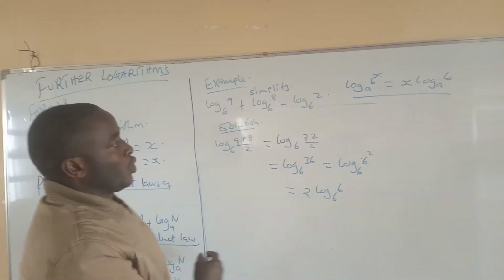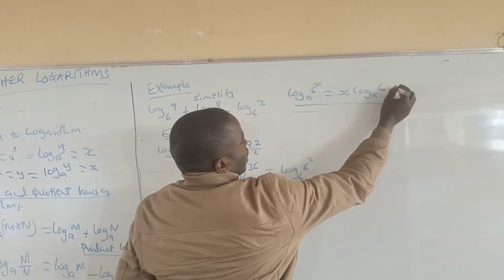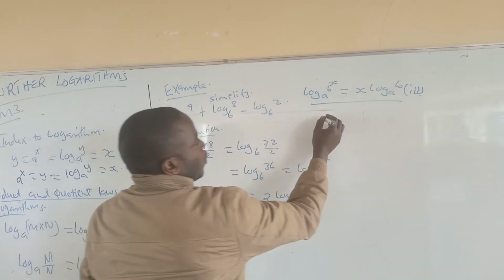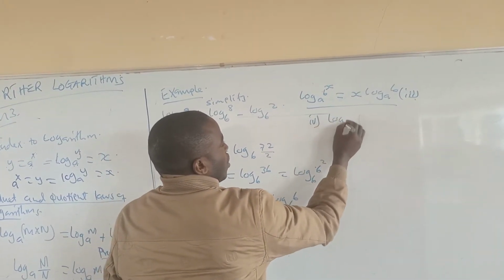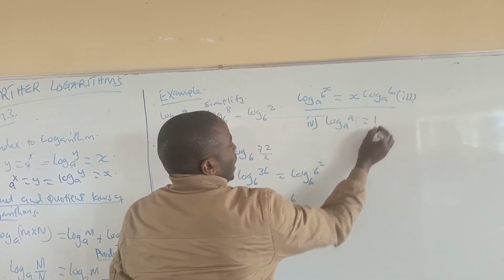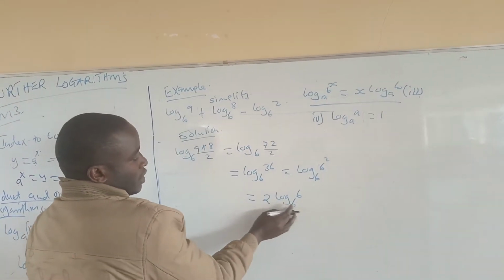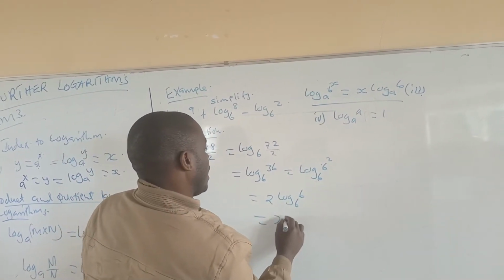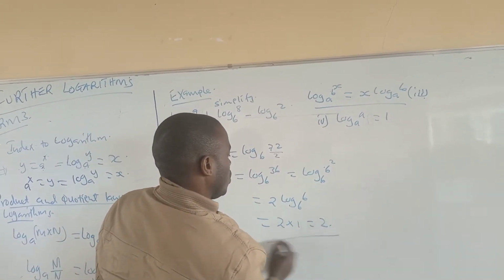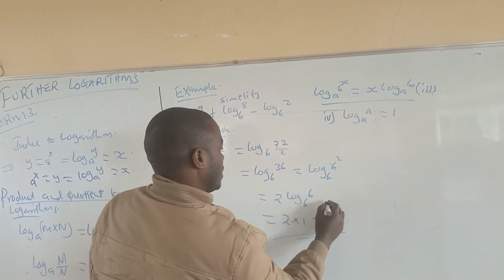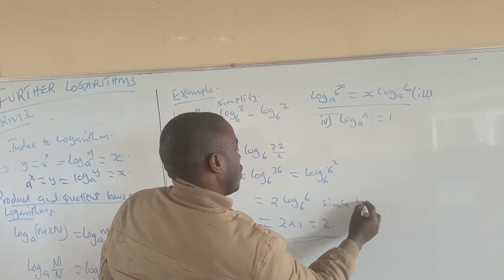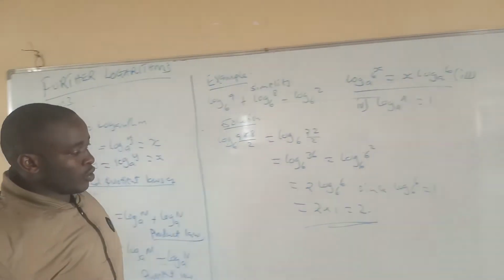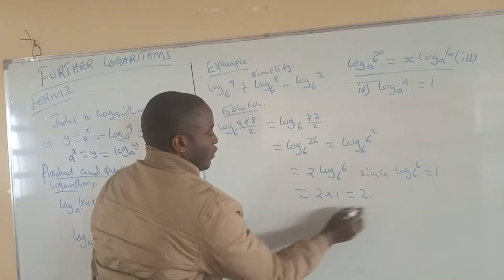Remember, we have written two laws, so we can include another one as the third one in your summary notes. The fourth one you can include is that log a of a equals 1. So that means log 6 of 6 equals 1, and therefore this is equal to 2 times 1, which is equal to 2. That is the simplified form of that question.